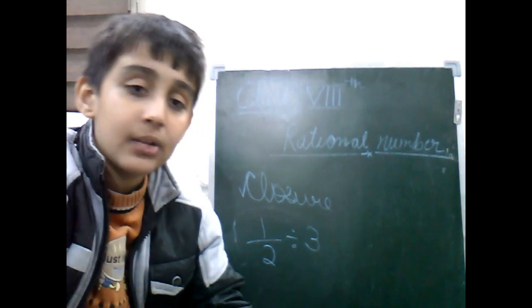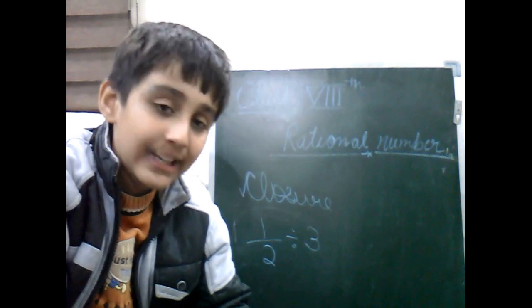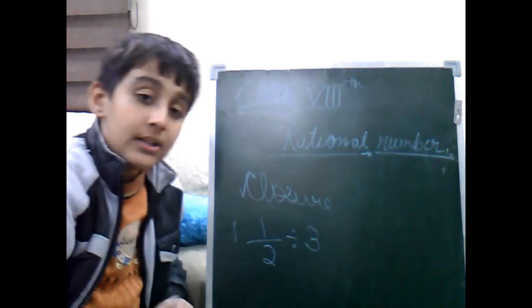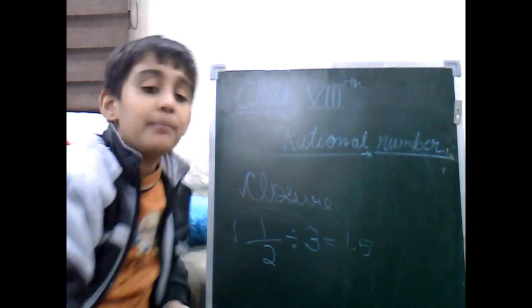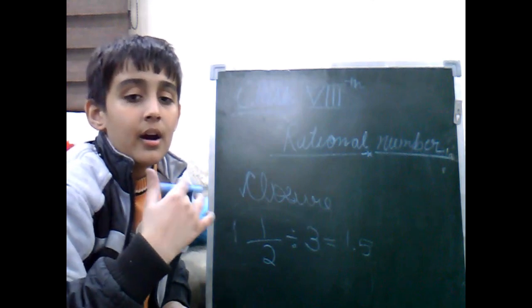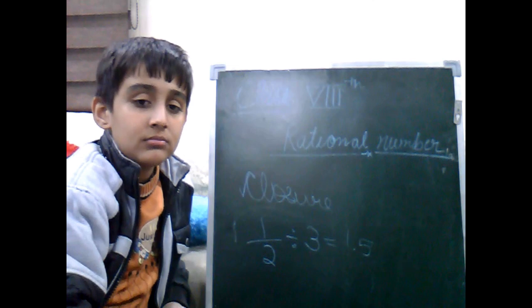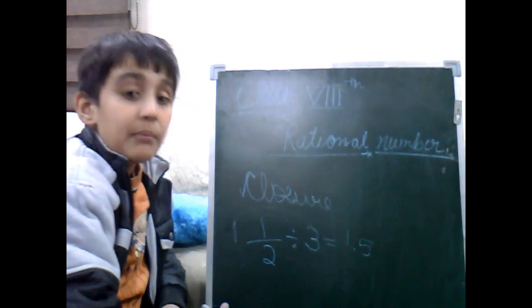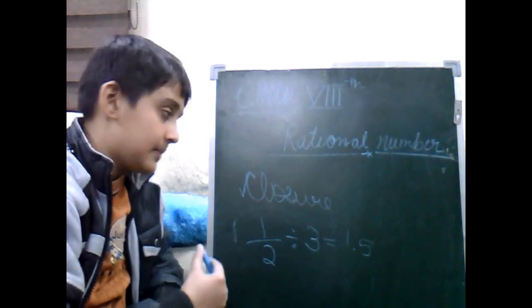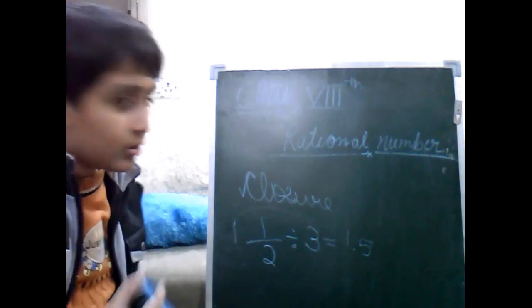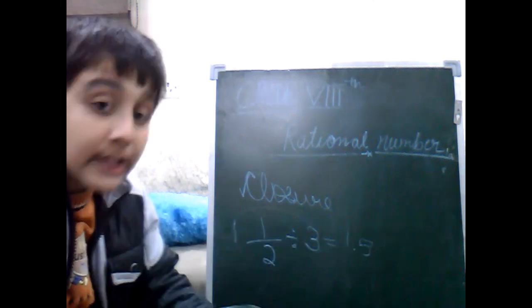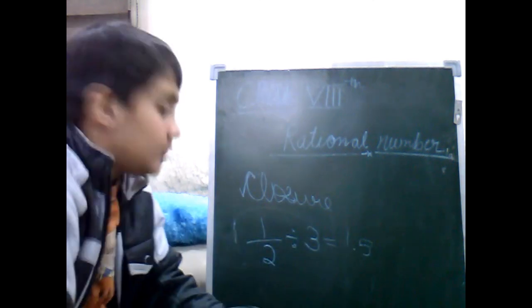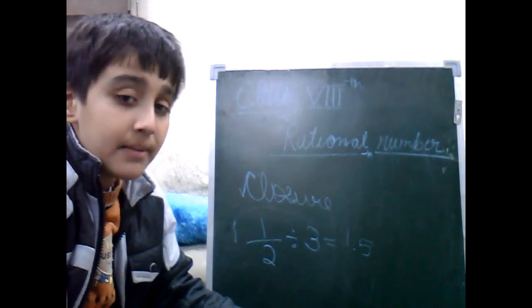Now let me tell you why. Half of 3. 1 upon 2 means half, so what is half of 3? Half of 3 is 1.5, right? Is 1.5 a rational number? No. 1.5 is not a rational number, it is a decimal. So, is division closed under closure property? No. As 1.5 is not in the form of p upon q, it is a decimal, so it is not a rational number. So division is not closed under a rational number.